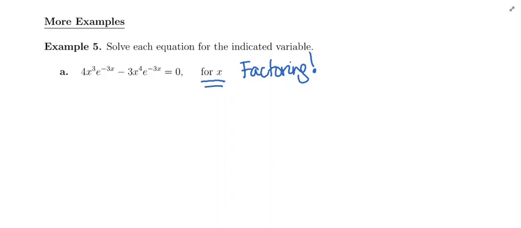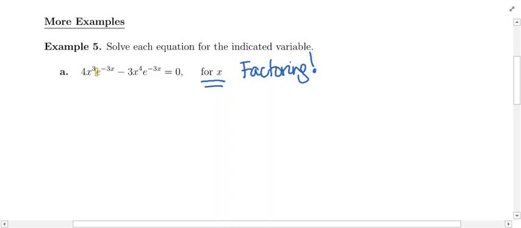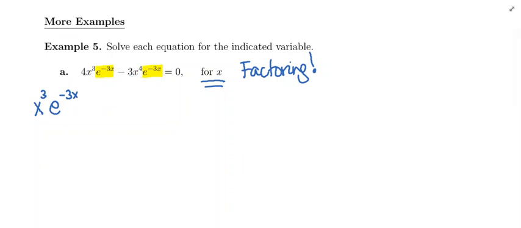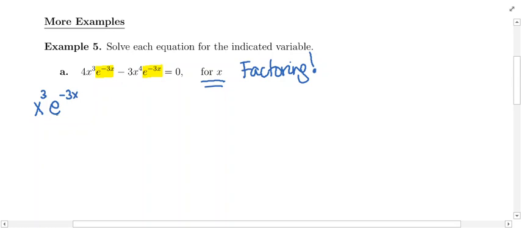So what is common to both pieces? Well, we know the e raised to the negative 3x power is common to both terms, so we're going to factor that out. Is there anything else in common? Yes, one of the powers of x. This has x to a power, this has x to a power. You always want to factor out the smaller power, so we're going to take out x to the 3rd. As far as the constants, we have a 4 and a 3, so we can't factor anything out from there. This is what's considered common to both terms.